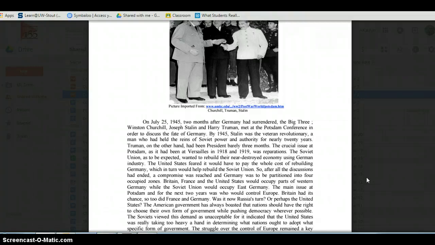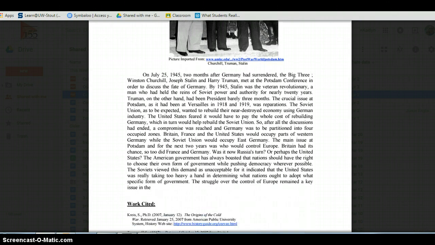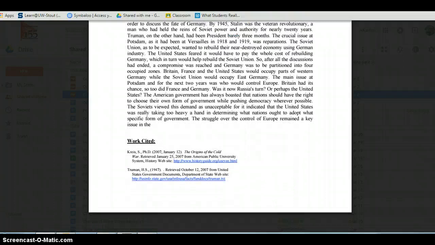The main issue at Potsdam and for the next 2 years was who would control Europe. Britain had its chance, so did France and Germany. Was it now Russia's turn, or perhaps the United States? The American government had always boasted that nations should have the right to choose their own form of government while pushing democracy wherever possible. The Soviets viewed this demand as unacceptable, for it indicated that the United States was really taking too heavy a hand in determining what nations ought to adopt what specific form of government. The struggle over the control of Europe remained a key issue in the talks.